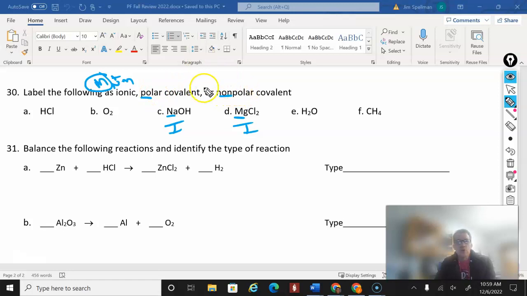to look them up. Rule of thumb is they're going to be polar if you've got different nonmetals. They're going to be non-polar if you have the same. Now, again, this is not completely factually true, but for a basic chemistry course, that's usually good enough for me. So if I go through and look at these, HCl, these are going to be two different.